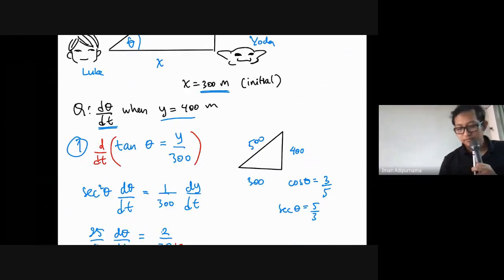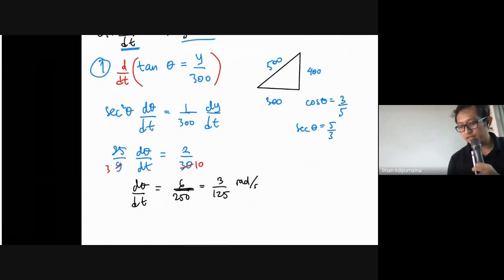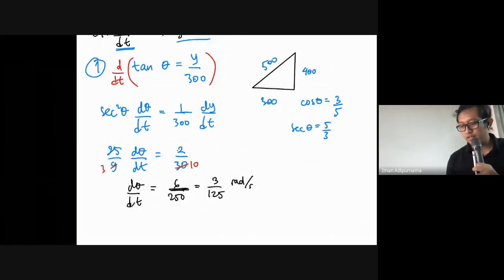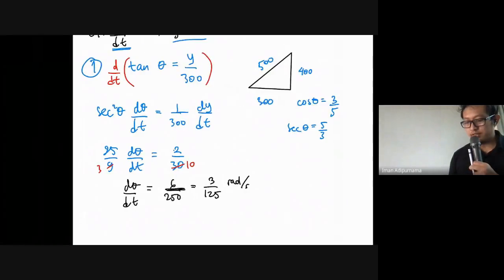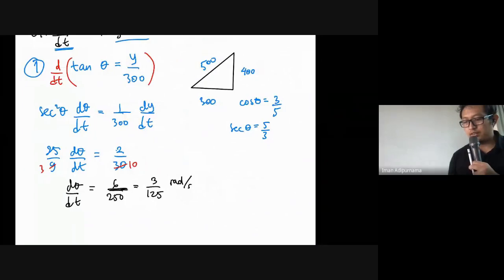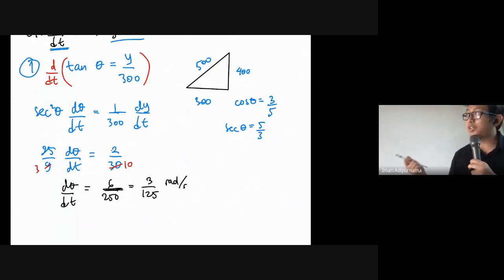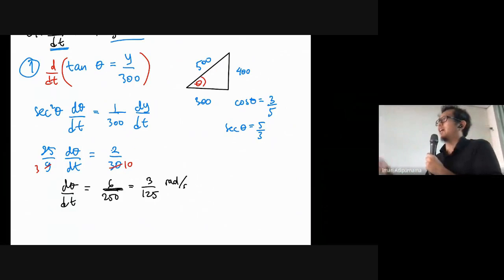So first, you can directly derive this tangent and put in all the information, and you will get d theta over dt is 3 over 125. And don't forget that when you need to find theta, you don't really need to find which angle theta is. What you need to find is just the ratio, to find the sine, cos, and then secant.